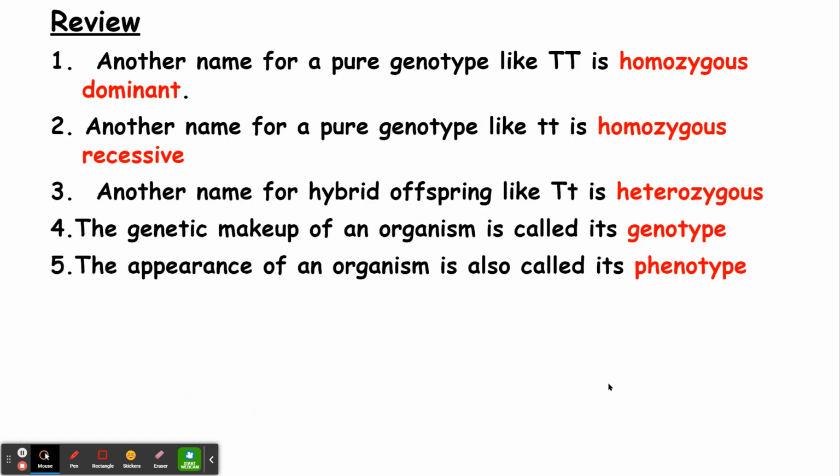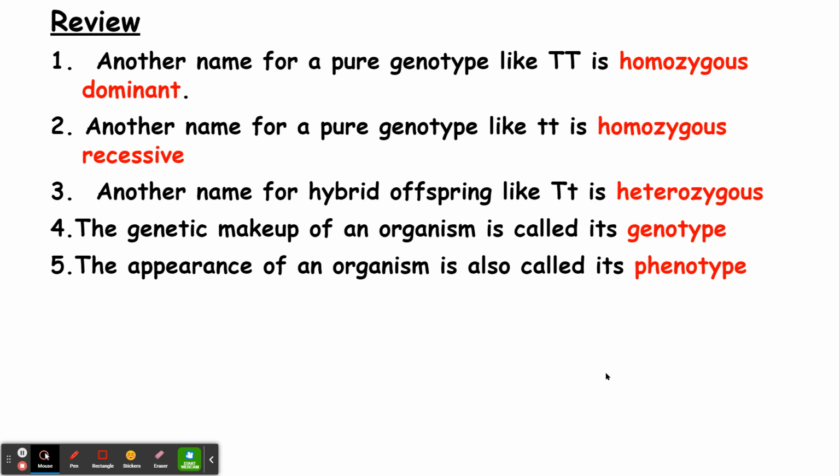Okay, another name for a pure genotype like capital T is homozygous dominant. This is just vocabulary review. Another name for a pure genotype like little t is homozygous recessive. So make sure you can identify those 2 when you see them in a question tomorrow. Another name for hybrid offspring like capital T little t is heterozygous.